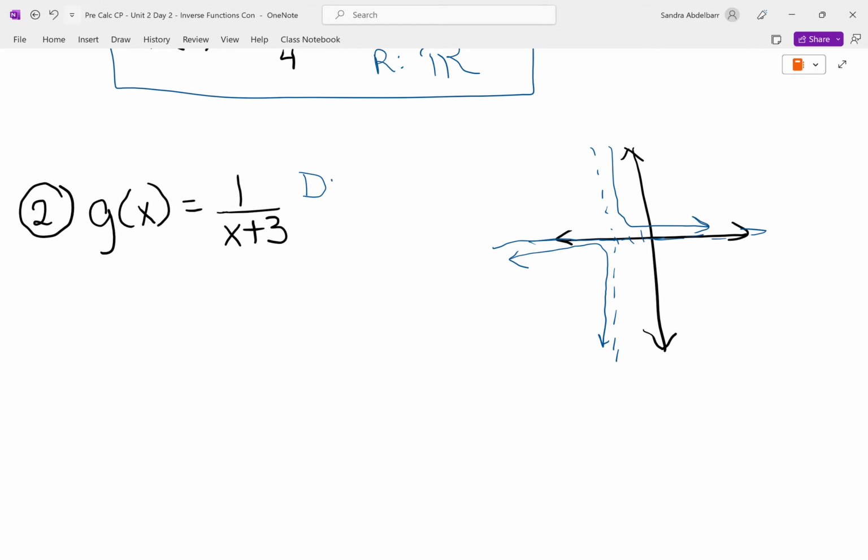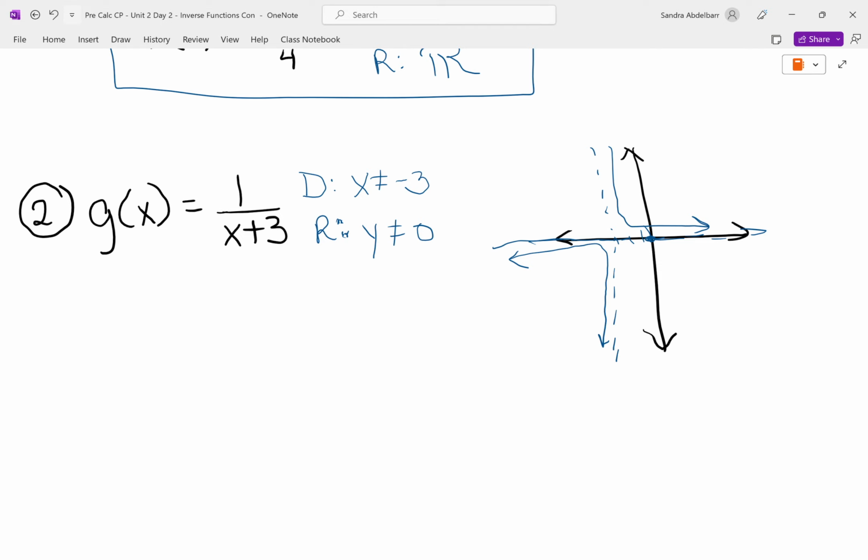So what is our domain here? Domain is the x. So basically it's every number except what on the x? That's 0 right here, right? Negative 3, you got it. X cannot equal negative 3. Okay, what about the range? It's every number except for what? Gianna? 0, you got it. So y can't equal 0.